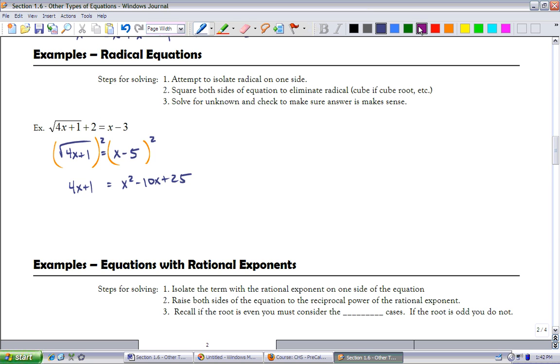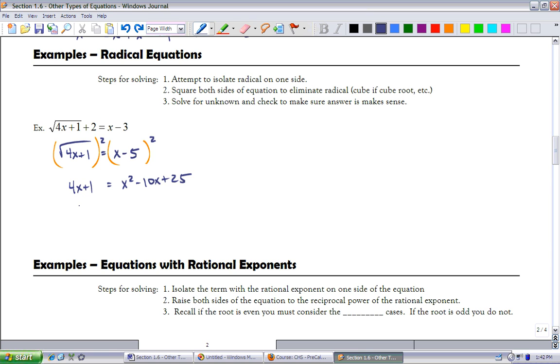Some of you might think, well, wait a second, when I square something that's a square root, shouldn't I use absolute value? And the answer is yes, but we're not going to go down that road here. We can actually take care of that when we check our solutions. If we just check our solutions to see if they make sense, it'll take care of the whole absolute value thing.